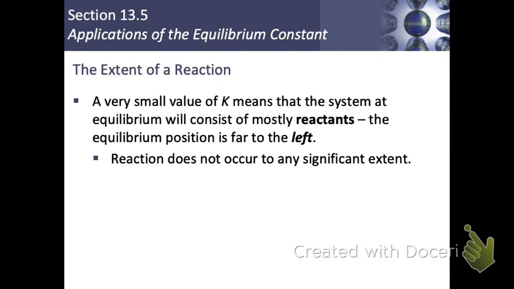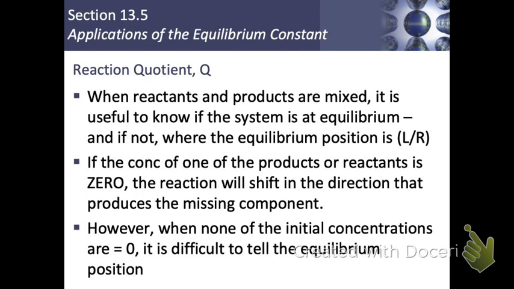Okay. All right, we're going to move into something called the reaction quotient, and this is given with a capital Q. Reaction quotient is capital Q. When reactants and products are mixed, it's useful to know if the system is at equilibrium, and if not, where the position lies. So that's kind of what we've been looking at when we solved for K. Okay, K helps us do that. But if the concentration of one of the products or the reactants is 0, the reaction will automatically shift in the direction that produces the missing component.